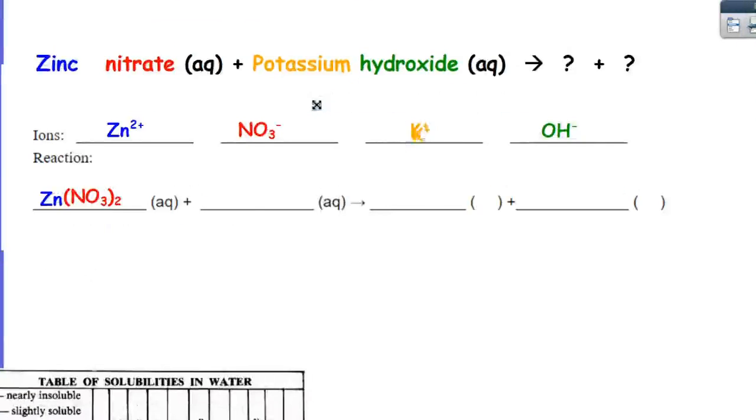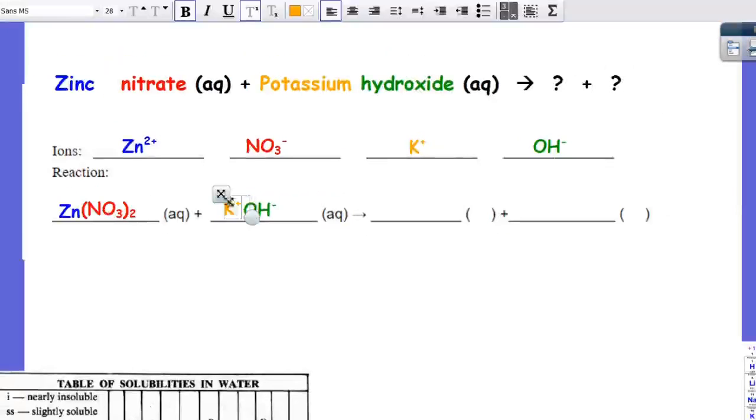And then my potassium with a +1, my hydroxide with a -1. Oh, well, 1 and 1, that's an easy balance. I just need to delete their charges.